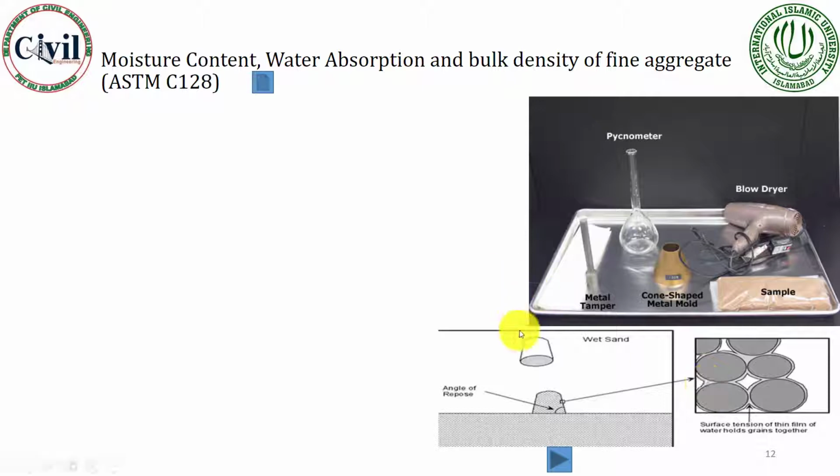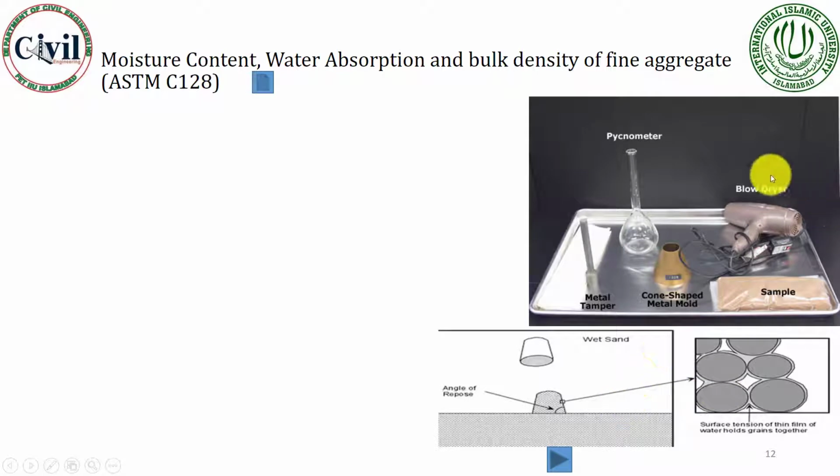When you remove the cone by making this shape with the sand, the volume must be retained due to the presence of water on the surface of the sand particles. When the water is not present on the surface of the sand particles, it would not retain its shape. So the point is, you will remove the water layer present on the surface of the sand particles so that it can be converted into saturated surface dry condition.